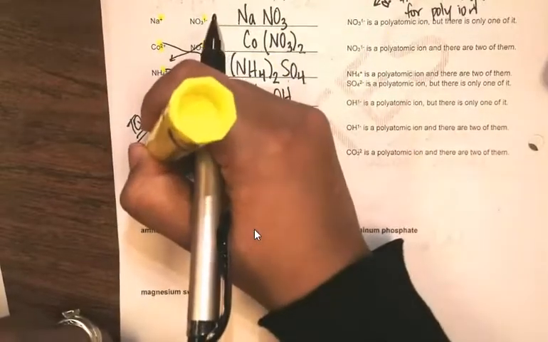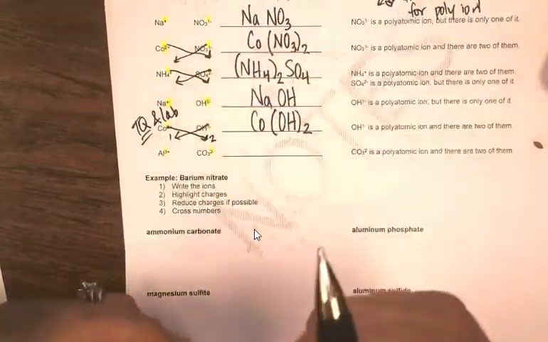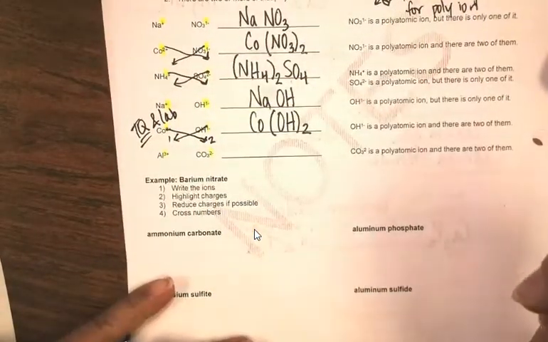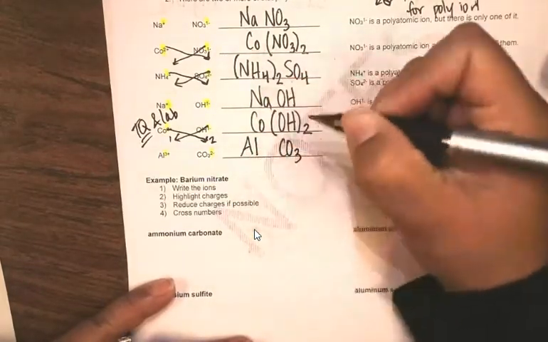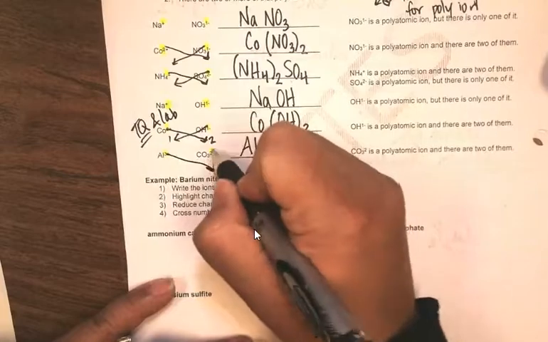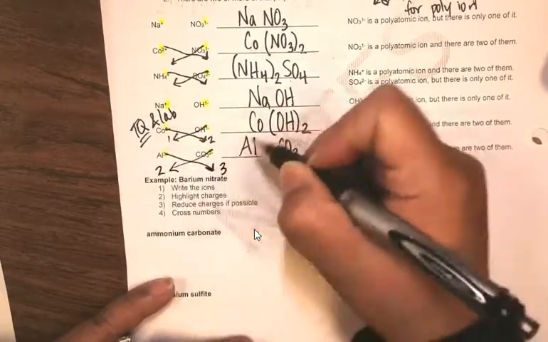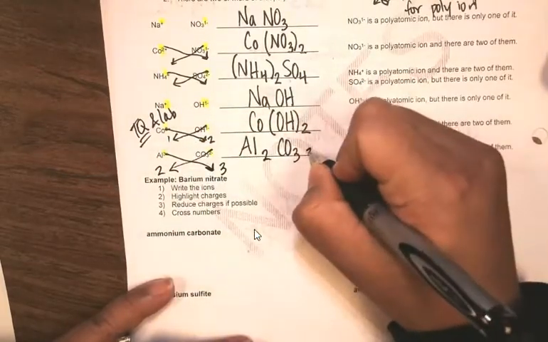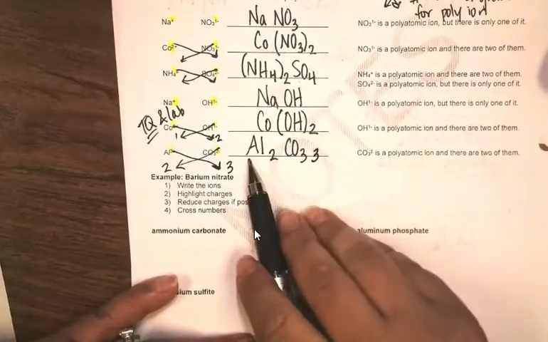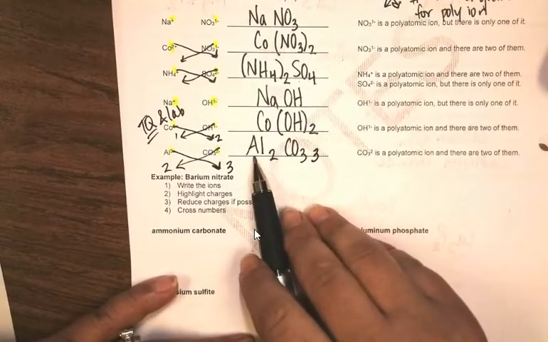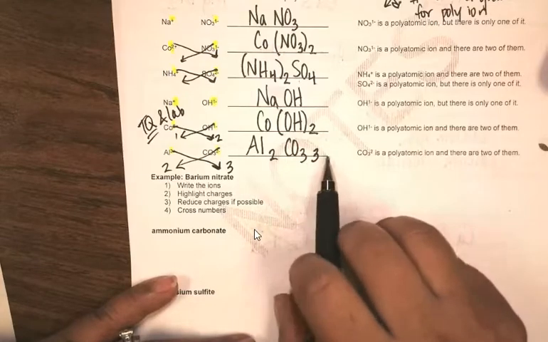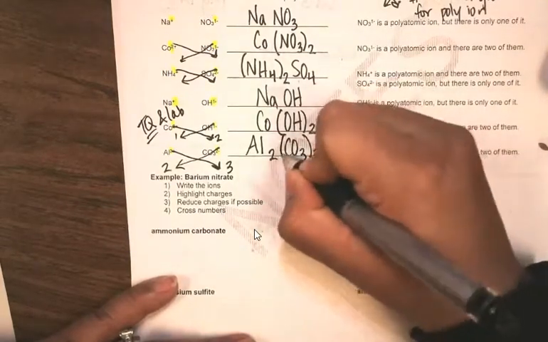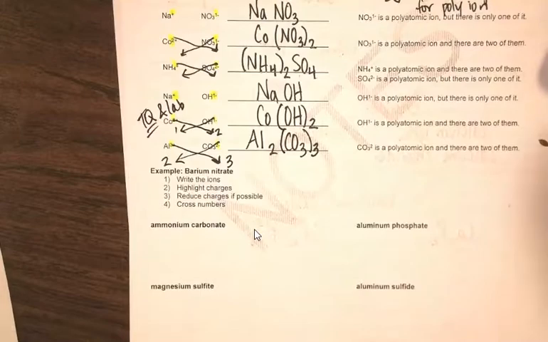Last one here to look at for knowing when we need parentheses, Al3 plus and CO3 2 minus. So I have Al and then CO3. The 3 and the 2 can't be reduced, so I have 2 and 3. Now, I don't need parentheses here because this is not a polyatomic. This is just 1 capital letter. Here, 2 capital letters, and I cross a 2 or higher, so I put parentheses there.